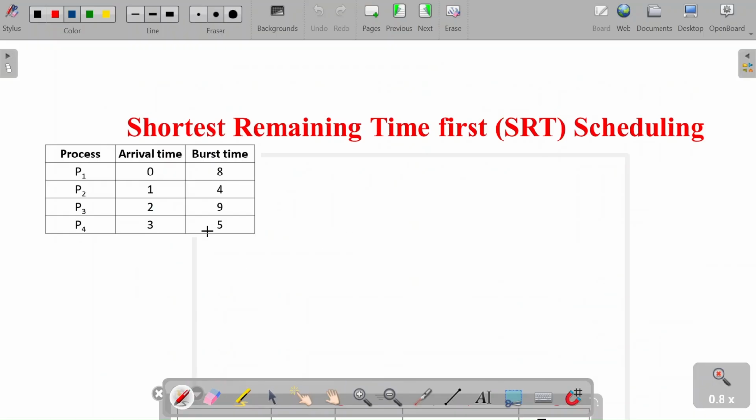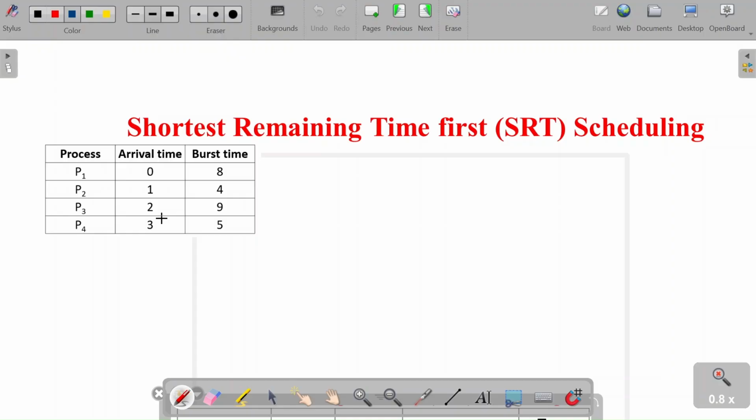Now let us take an example. Here we have four processes P1, P2, P3, P4, and we have been given the arrival times. Now let us consider how we are going to handle this with the shortest remaining time first algorithm. That is, it is a preemptive version.